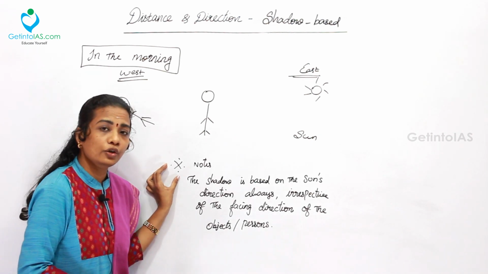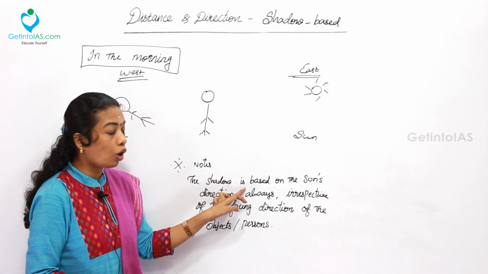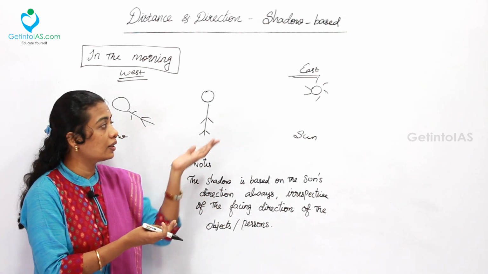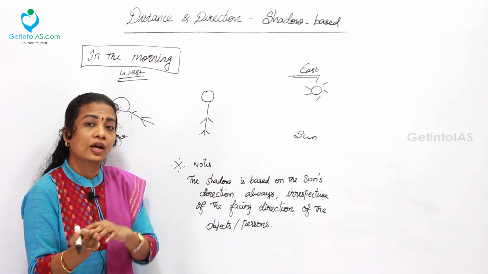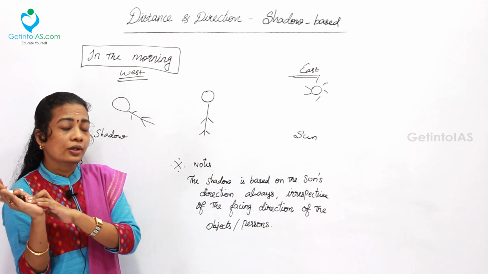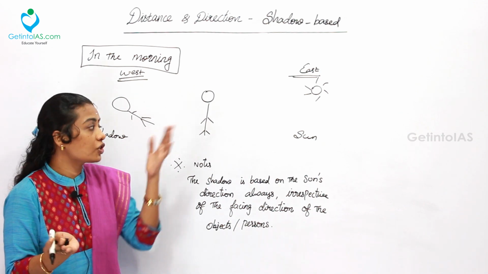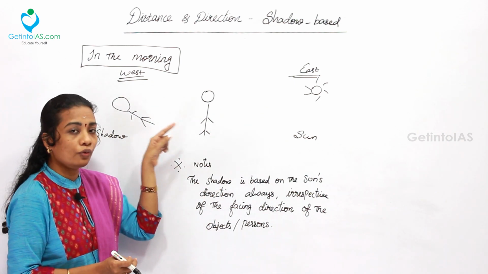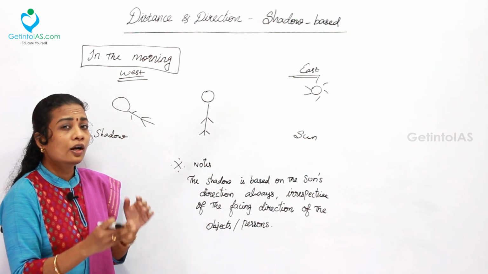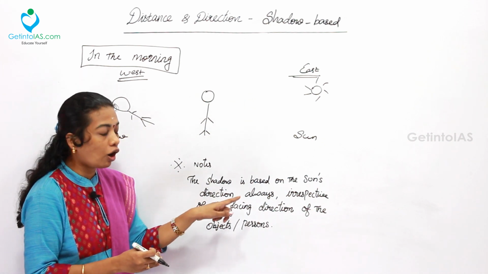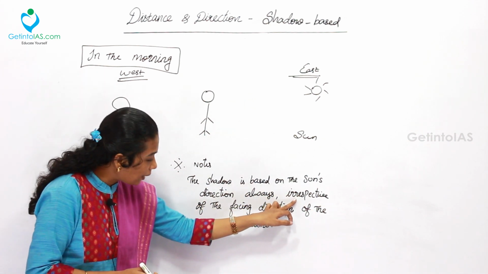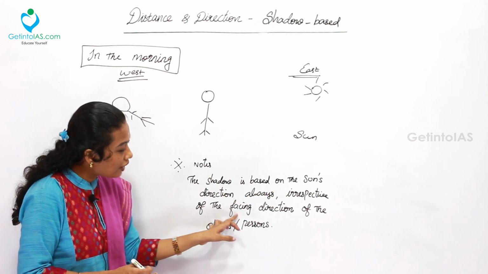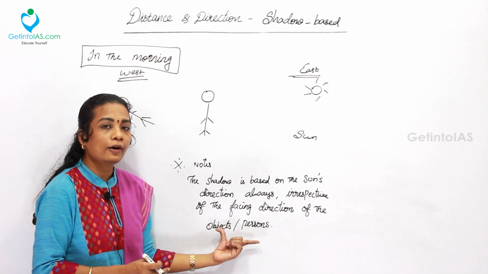The important note here is that the shadow is always based on the sun's direction. If the sun is rising in the east, the shadow will be in the west. If the sun is going to set, before its sunset it will be in the west, and the shadow will always be in the east. So the shadow depends on the sun's direction, but not on the facing direction of the object or person. There is no relevance between these two.